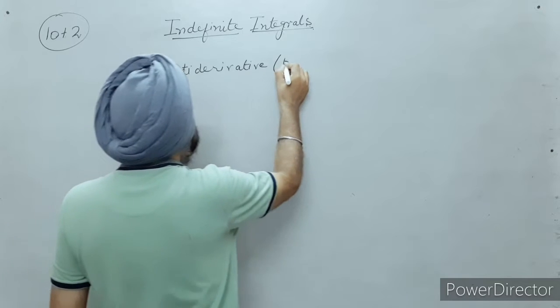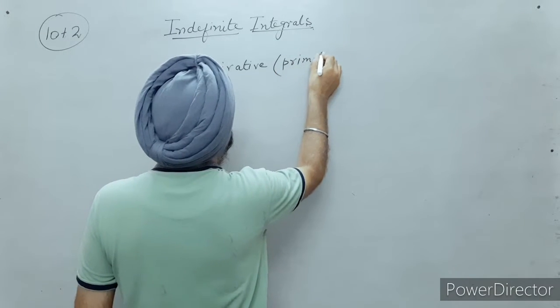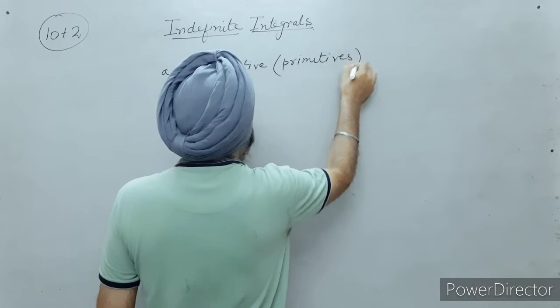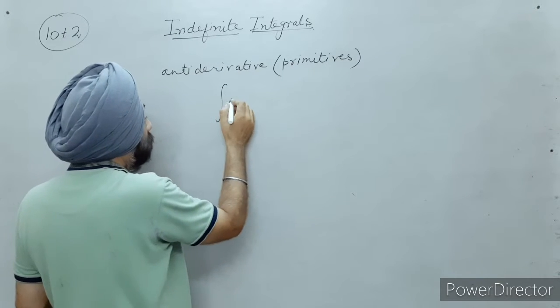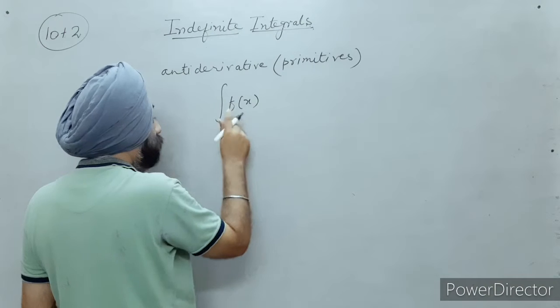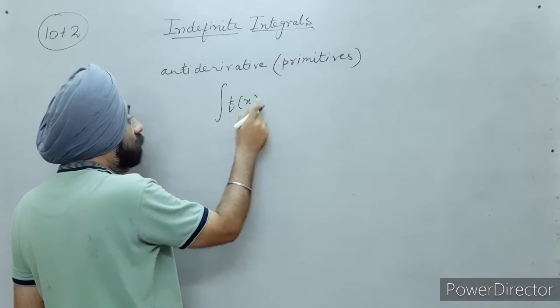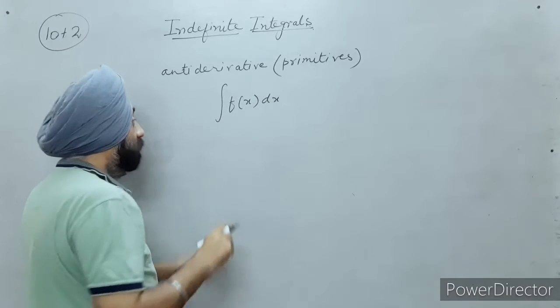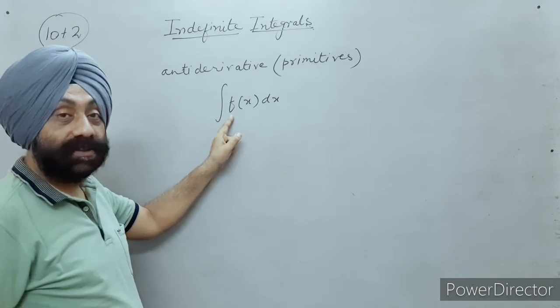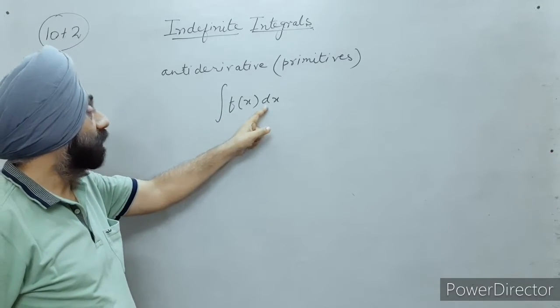or we call it primitives, and it is written as integral. This is the symbol of integral, f(x) function, integral of a function with respect to x, that is dx. We read this as integral of a function f(x) with respect to x.